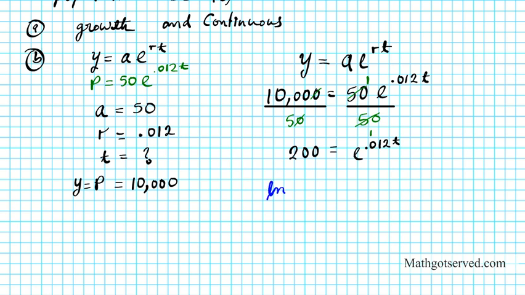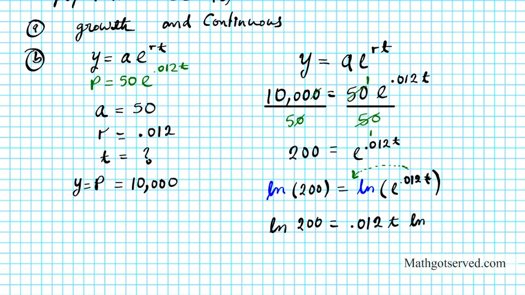So the natural logarithm of 200 equals the natural logarithm of e to the 0.012t. Why am I doing this? Well, this allows me to power down the exponent. Written in logarithmic form, I can bring this exponent down. On the left side, I'm going to have the natural logarithm of 200 equals 0.012t times the natural logarithm of e.